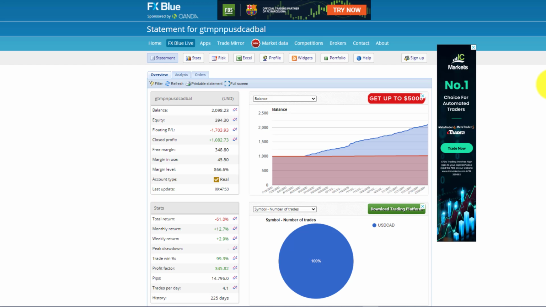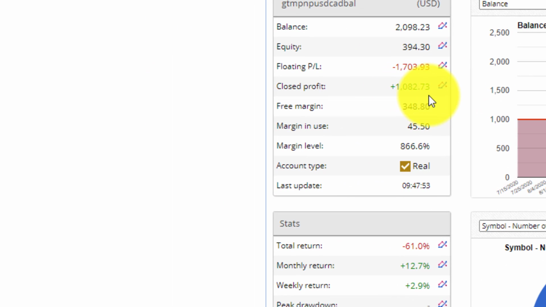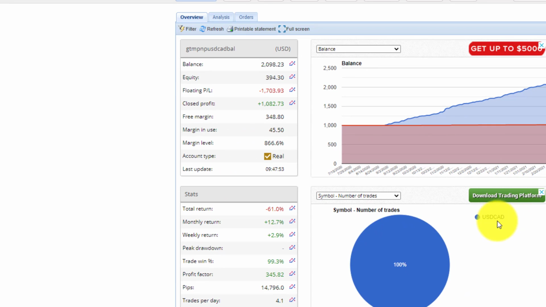Okay, so on your screen you can see an FX Blue analysis of a trading account. It is a real trading account and it has made $1,000 of profit, but unfortunately the floating loss is $1,700. So our equity is right down to $400, which is a loss of 61%. Quite a disastrous result, and it is the USDCAD that we're trading.